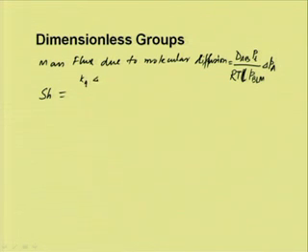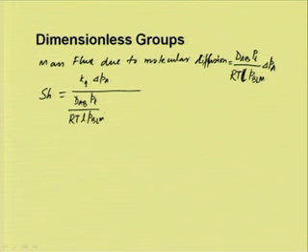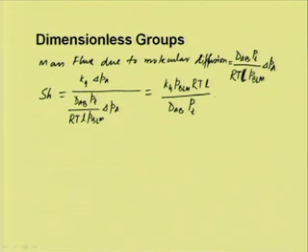divided by DAB PT by RT L PBLM into delta PA, which is equal to kG PBLM RT L divided by DAB PT. PT is the total pressure. We can write this as kC L PBLM divided by DAB PT.